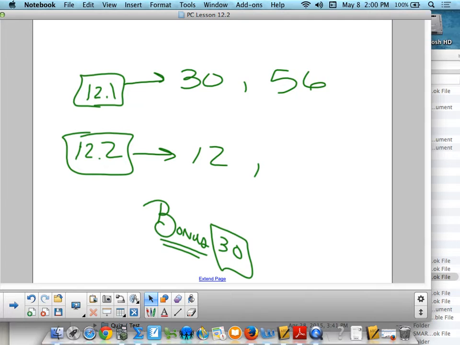You only have to do 12, right? 30, 56, and 12. No, it's not due. No, the homework is due Monday. I was trying to buy you guys an extra day.